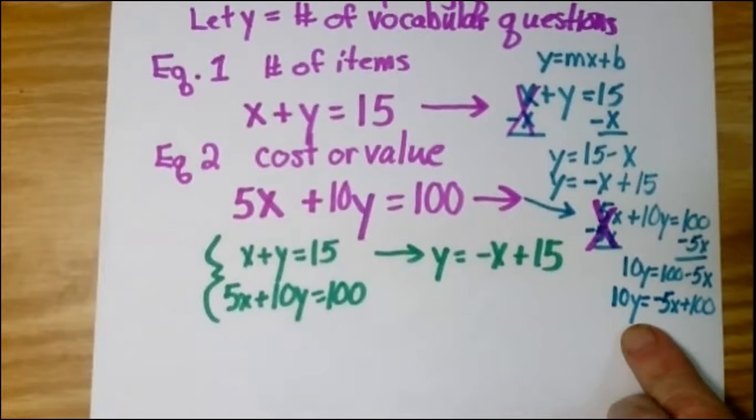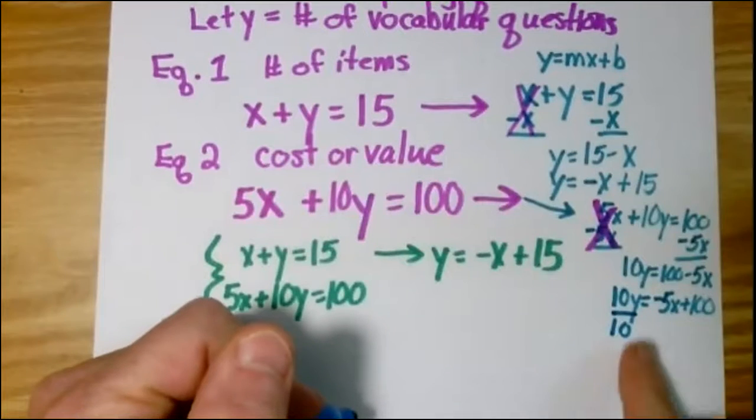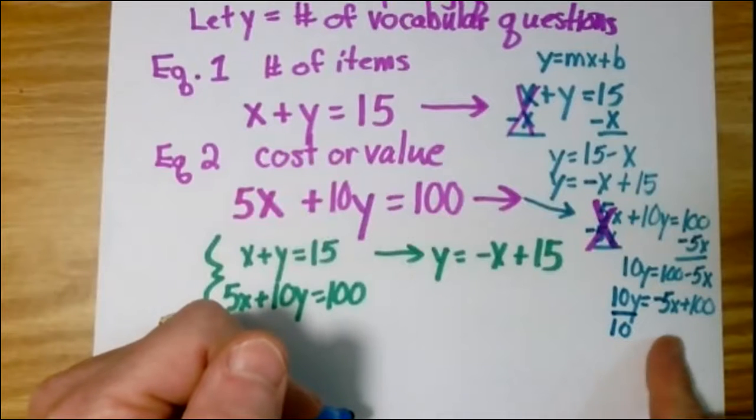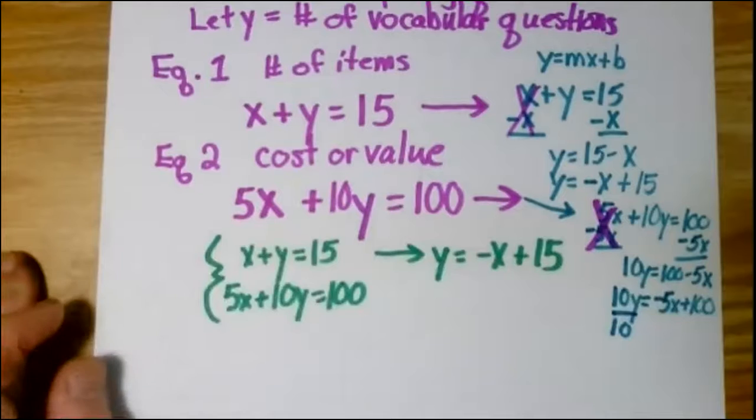So the inverse of multiplying, exactly, dividing. So I'm going to divide by 10. However, I can't just divide by 10 on one side. I have to divide by 10 on the other side. But I have a problem now because I have two numbers on that side.